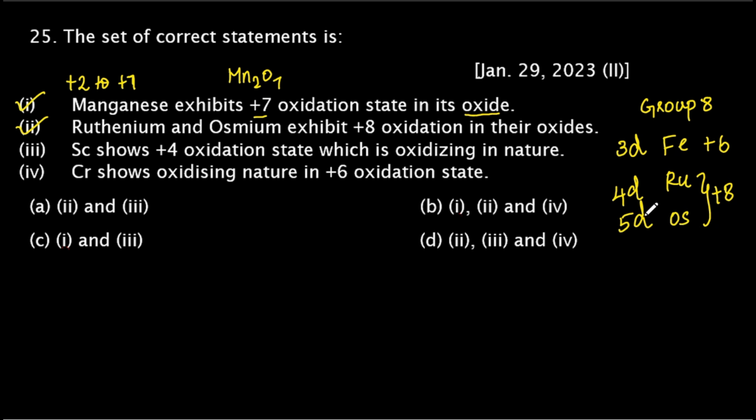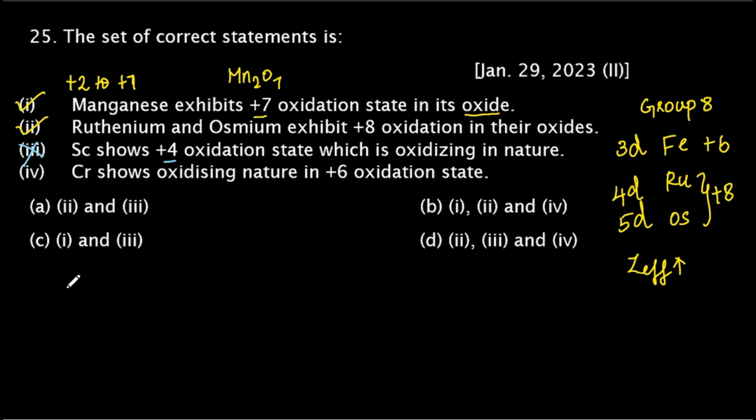As we already saw, the 4D and 5D orbitals are large and diffuse, so easily they lose the electron and they form stronger bonds. And also down the group, the effective nuclear charge increases, so they stabilize the higher oxidation states effectively. So the statement 2 is also correct. The next statement is scandium shows +4 oxidation state which is oxidizing in nature.